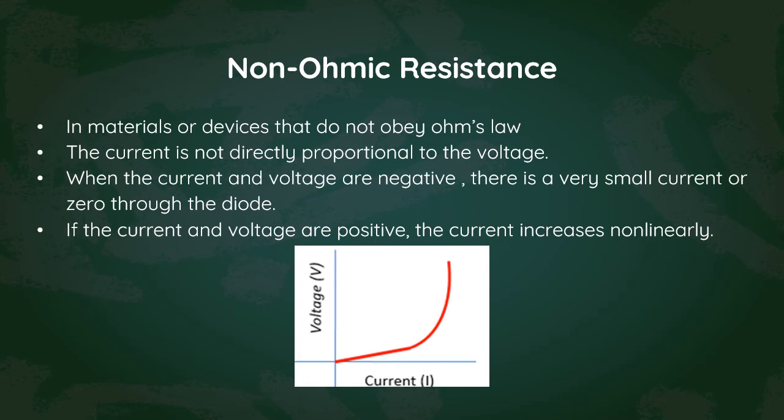So as you can see there, the graph for the resistance of a non-ohmic material is not a straight line, if you compare it to ohmic resistance or ohmic materials, where there is a consistent rate of change in resistance as you increase your current and as you increase your voltage.